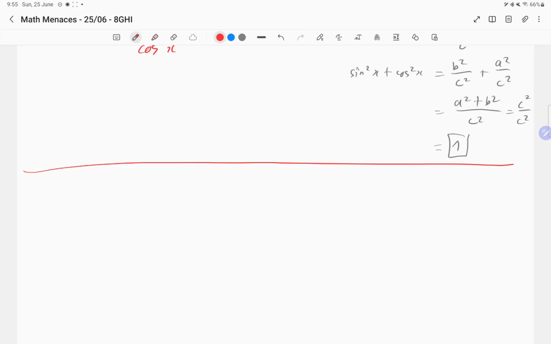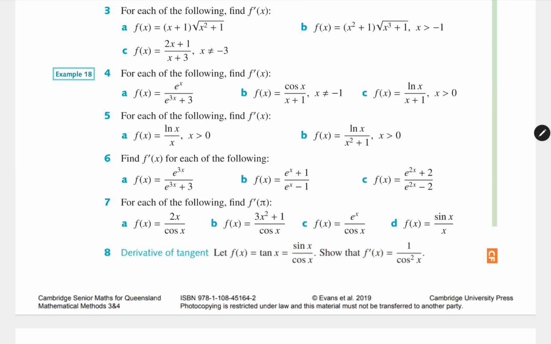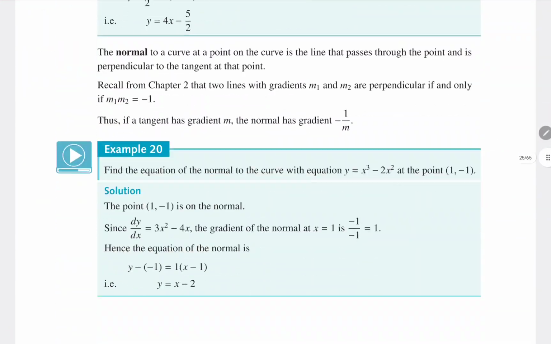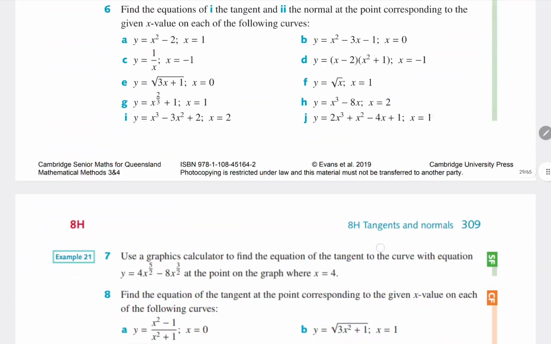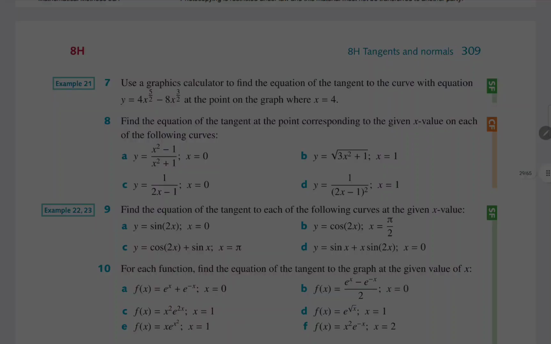Let me see. Alright, we're skipping everything. We go straight to question 9. So this is chapter 8H. We'll start off with question 9 first, because that's the new stuff. I think all the easier bits you guys already know how to do, right? Sarah, what's the equation of the tangent? What's the formula for that?